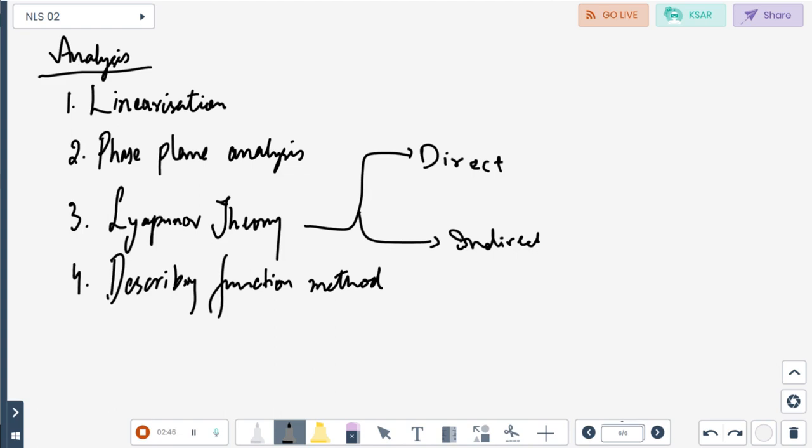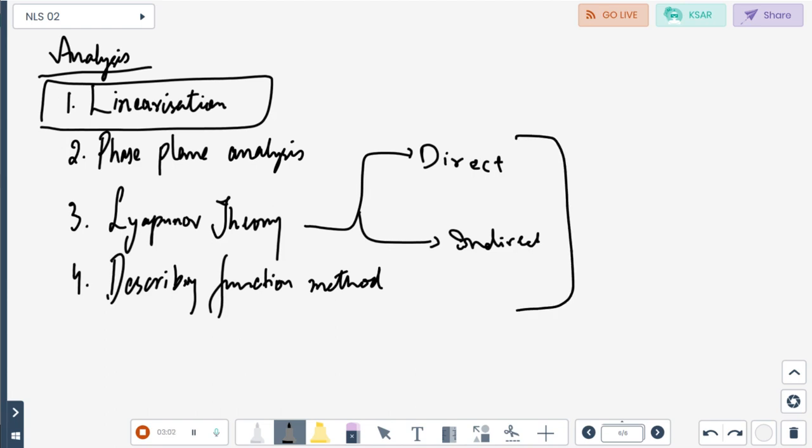So apart from the first, which uses linear equations, we actually have a nonlinear equation. We linearize it and then perform the analysis like we do in case of linear systems. All the other methods are exclusively meant for nonlinear systems, nonlinear equations.